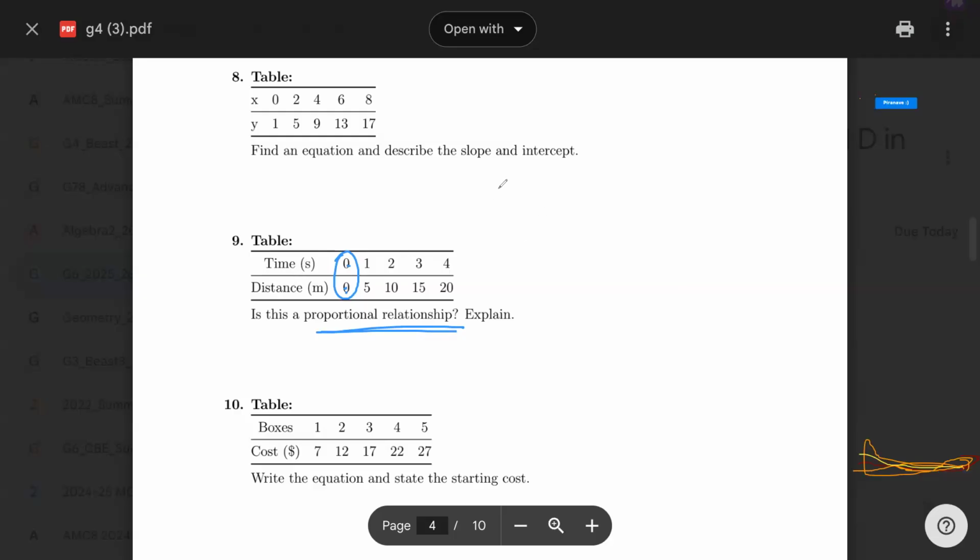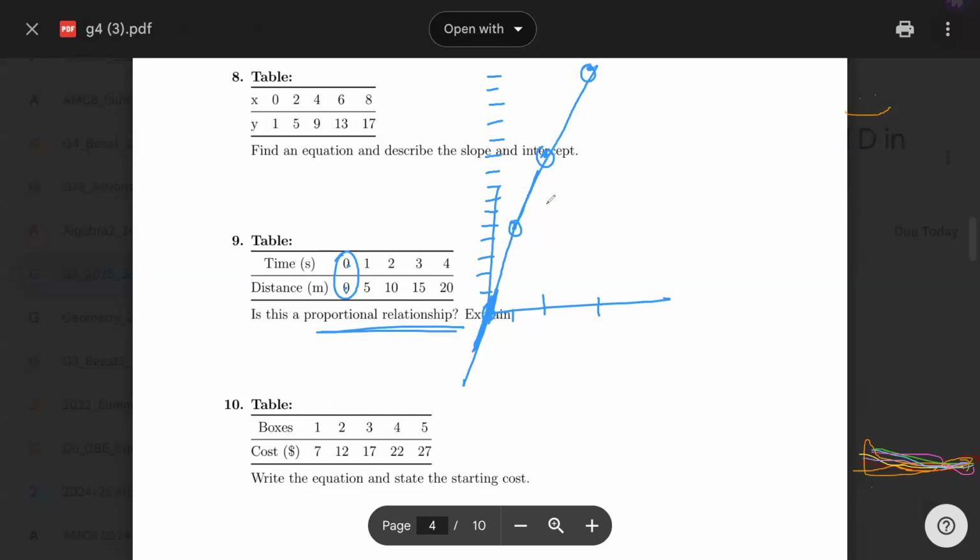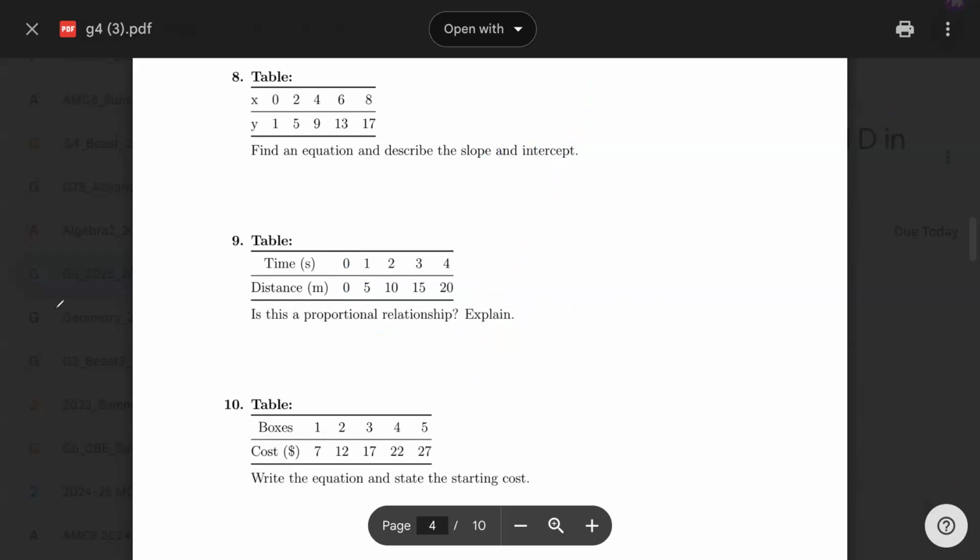If I plot this line in a graph, 0 comma 0, 1 comma 5, 2 comma 10, and then 3 comma 15, is this a line, guys? In the graph, when the line passes through 0 comma 0, it is a multiplicative relationship. It is a proportional relationship. Make sense? Vihan, did you get that?